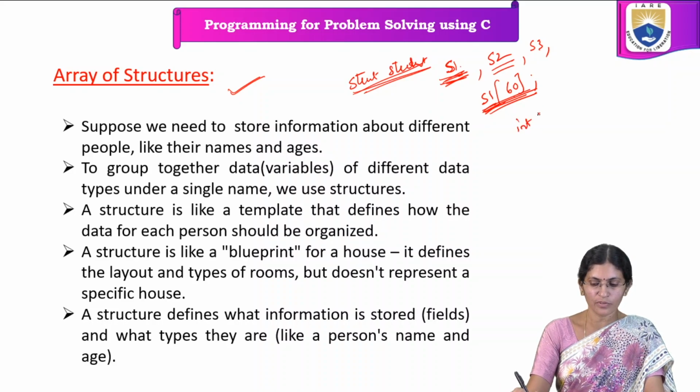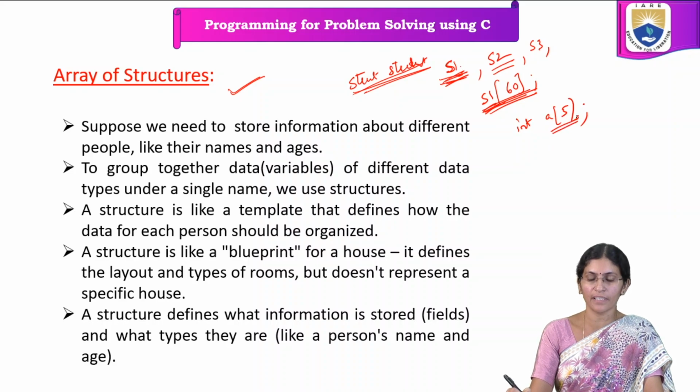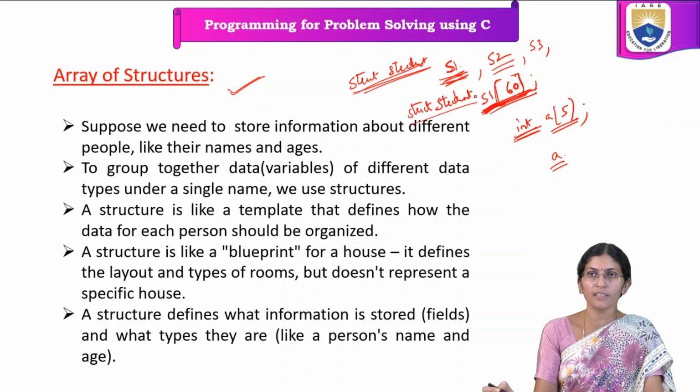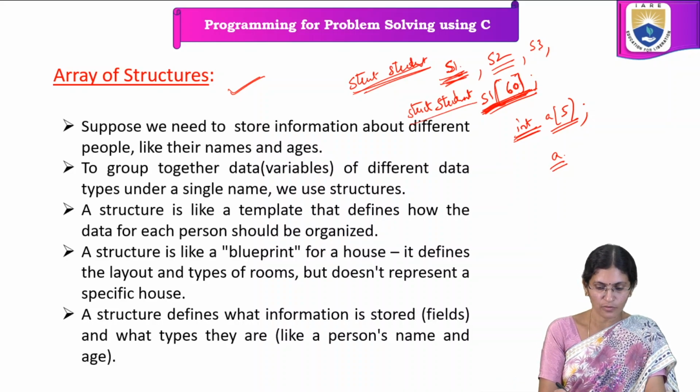For example, int a of 5 means we are declaring an array A, and all the elements of the array belong to the type integer. Whereas if you declare struct student S1 of 60, the name of the array is S1, the size of this array is 60, and all the elements of this array belong to the type struct student. That is what it means.